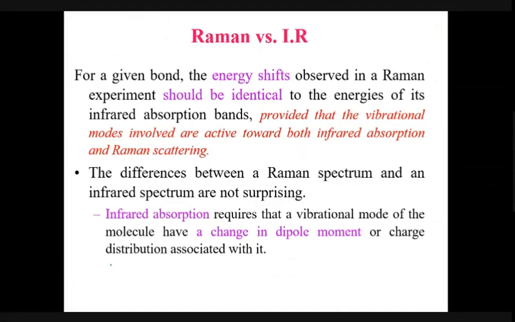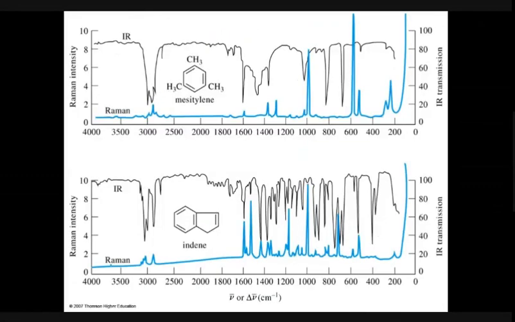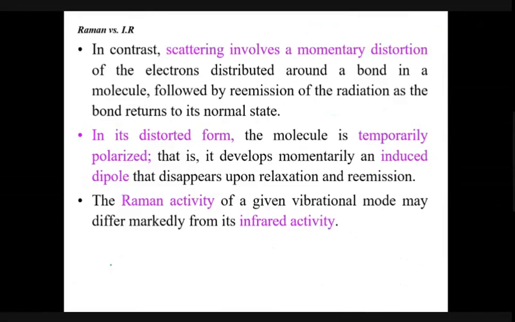Now coming to the second point, the differences between a Raman spectrum and an infrared spectrum are not surprising. Infrared absorption requires that the vibrational mode of the molecule have a change in dipole moment or charge distribution associated with it. This we have seen in the first lecture only. In contrast, scattering involves momentary distortion in the electron distribution around a bond in a molecule, followed by re-emission of radiation as the bond returns to its normal state. So there is no change in vibrations.